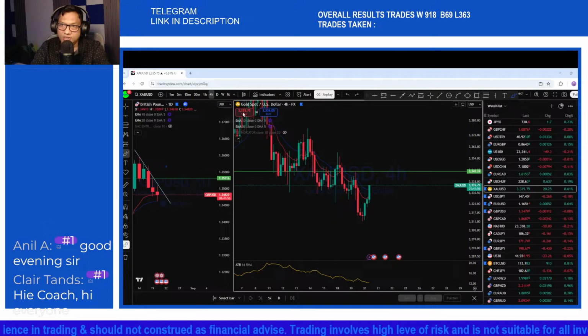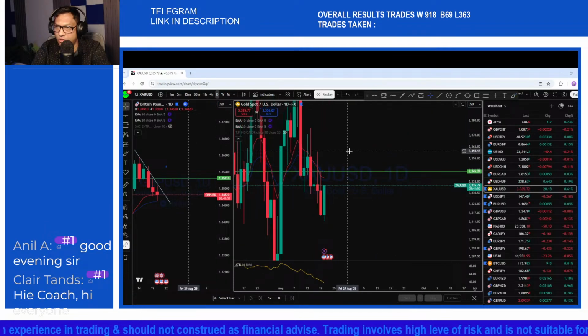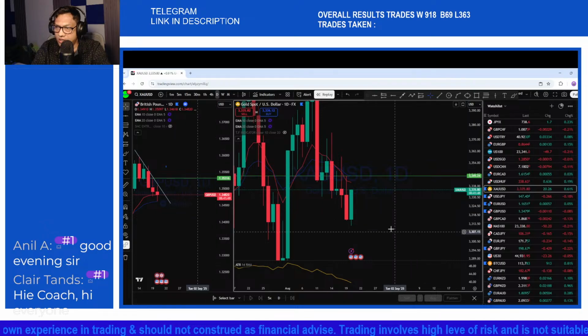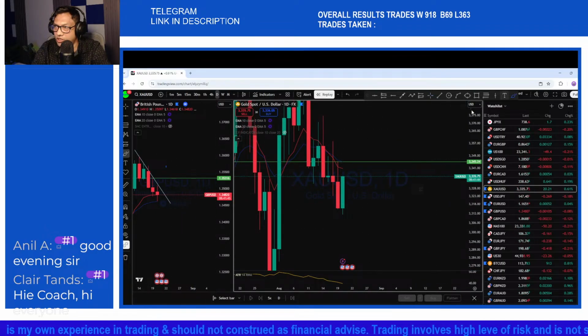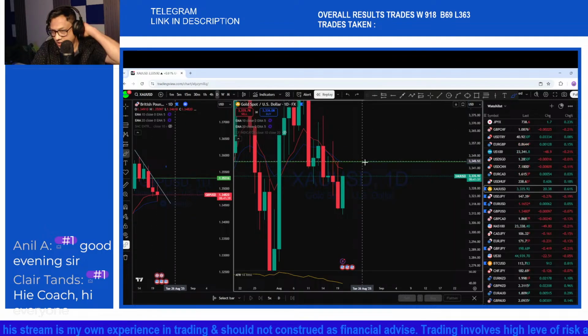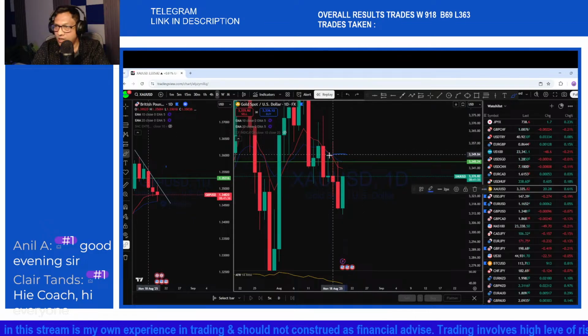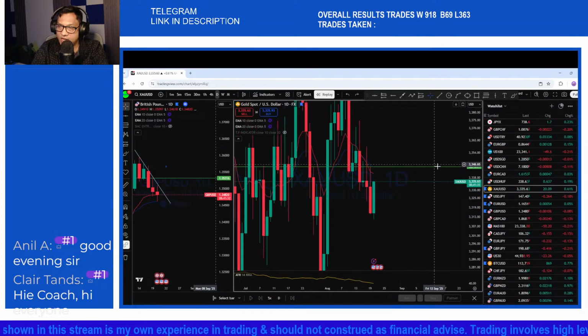So let's look first of all at the daily chart to see where the market is heading. Looking at the daily, the price is approaching this daily resistance line where there is high liquidity, so this is a daily resistance. With this daily resistance, we can see that the market is approaching that daily liquidity zone.